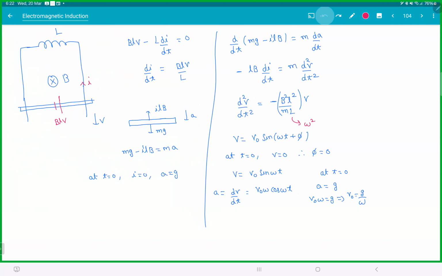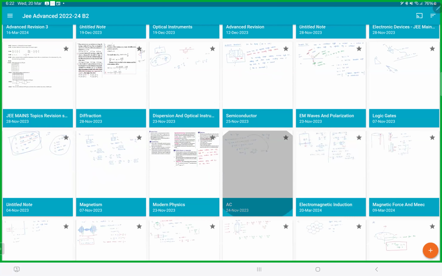So in place of x, what do you have? In place of x you have velocity. In place of omega you have this whole omega square. So you can write the velocity V as V naught sine(omega t plus phi). You're getting what I'm saying? It is not only for x, any kind of function, anything that you see, you can always do this.